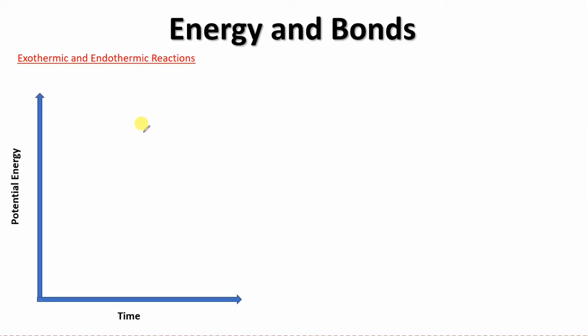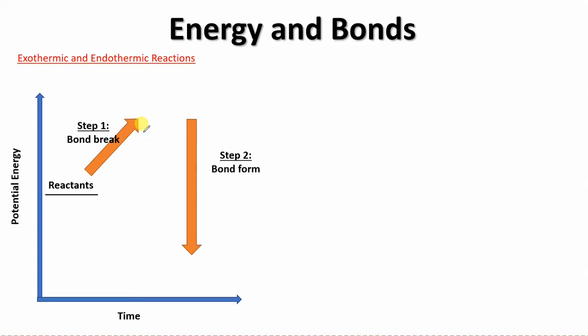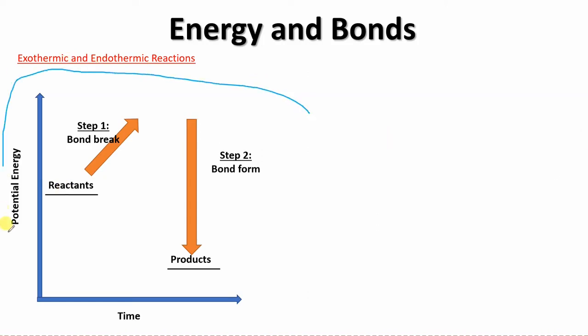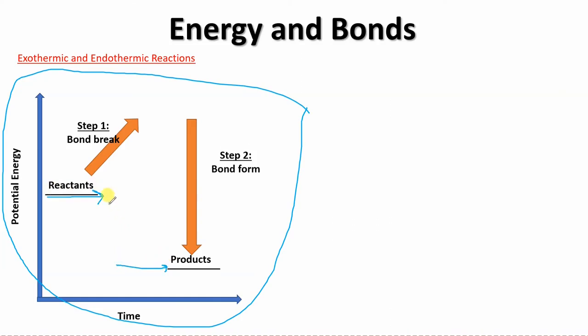So we've got an axis, we've got potential energy, and we've got time. So we've got some reactants in our test tube, and the very first thing that's going to happen, step 1, is that the bonds are going to break and the overall energy in our system increases. A little bit of time is going to pass. Step 2 is going to occur, and that's where bonds are going to form, and we end up with our products here. So if we just consider this to be our system, we actually have less energy in the system. So we started here, and we're ending up here now. We have a difference. We have less energy in our system.